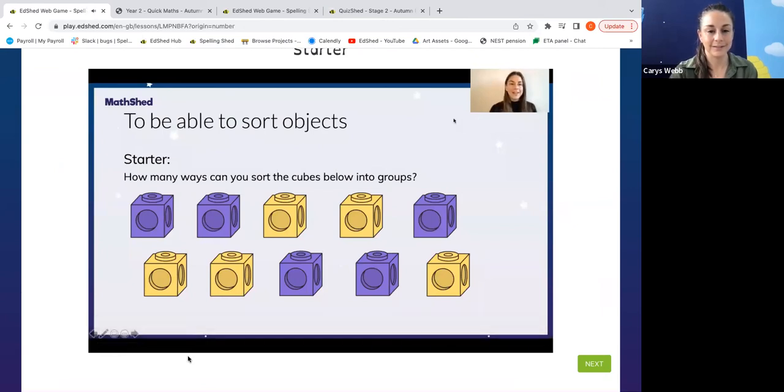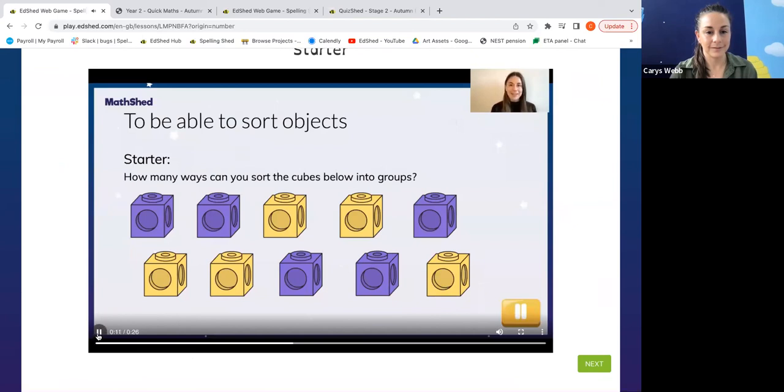Hello, and today we're going to learn how to sort objects. For this starter, how many ways can you sort the cubes below into groups? Pause here and have a chat with somebody next to you.